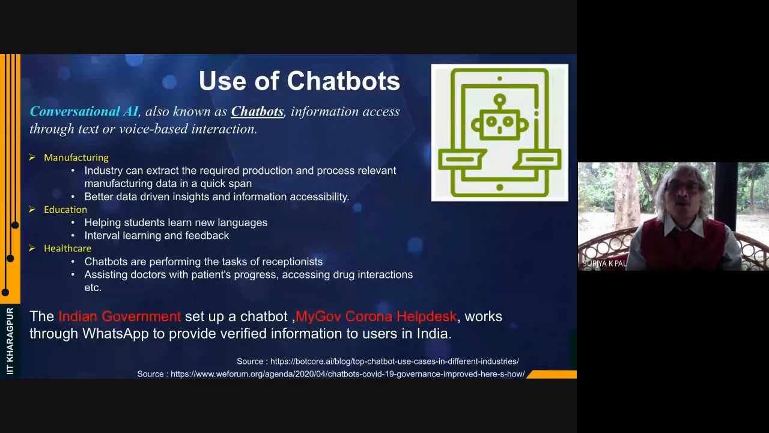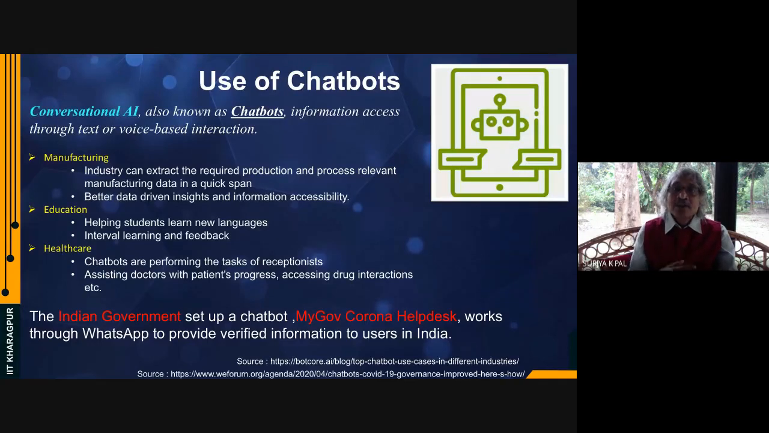These days, if you search for any product on some websites, you'll find that chatbots come up. If you ask something, it will give you the answer. If you ask for the details of the product, it gives you the link. These chatbots are very effective in healthcare systems because they can do the job of a receptionist very well, assisting the doctors with the patient's progress. The nurse's presence is needed only to some extent for that particular job.